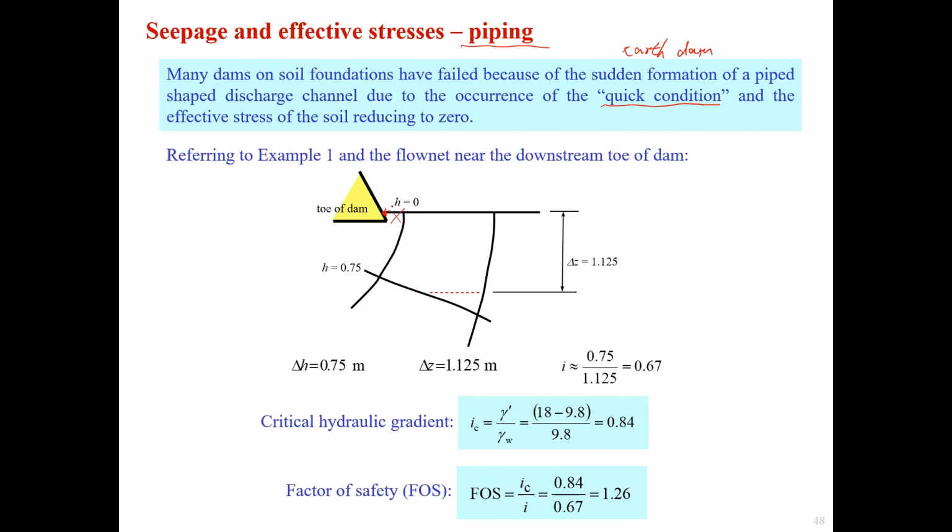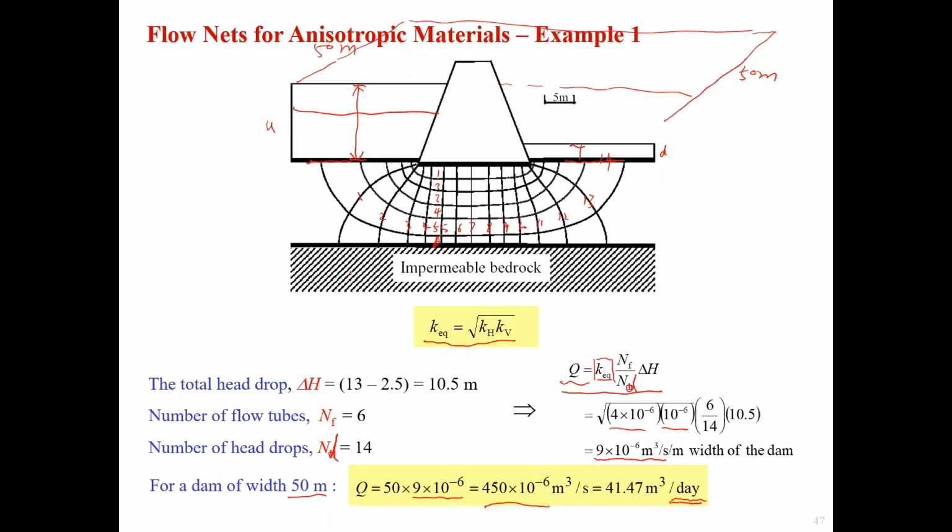As shown in this figure, the hydraulic gradient at the toe of the dam can be obtained from the flow net. Once we get the flow net, we are able to calculate the I. For this case, the saturated unit weight of the soil is given, 18 kilonewton per cubic meter. From the figure, the head drop, we just take the head drop between the second to last water head and the last water head. The head drop is 0.75. This is taken from here, actually, the zoom in of this area.